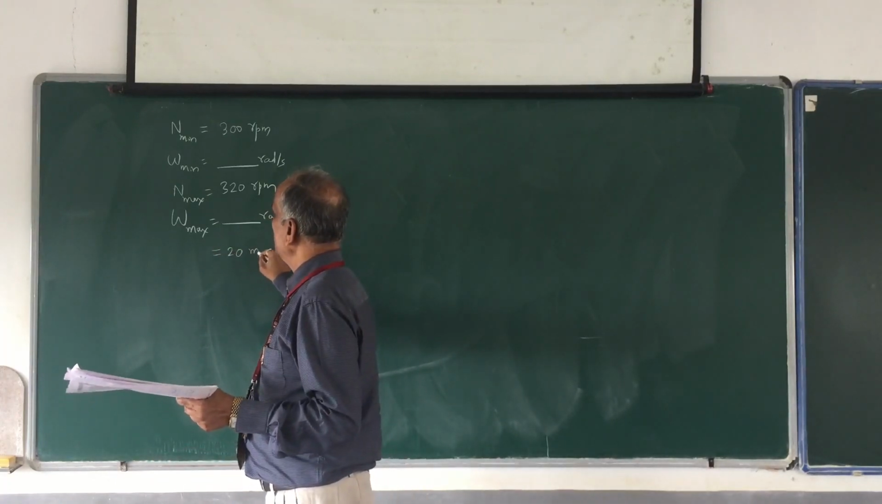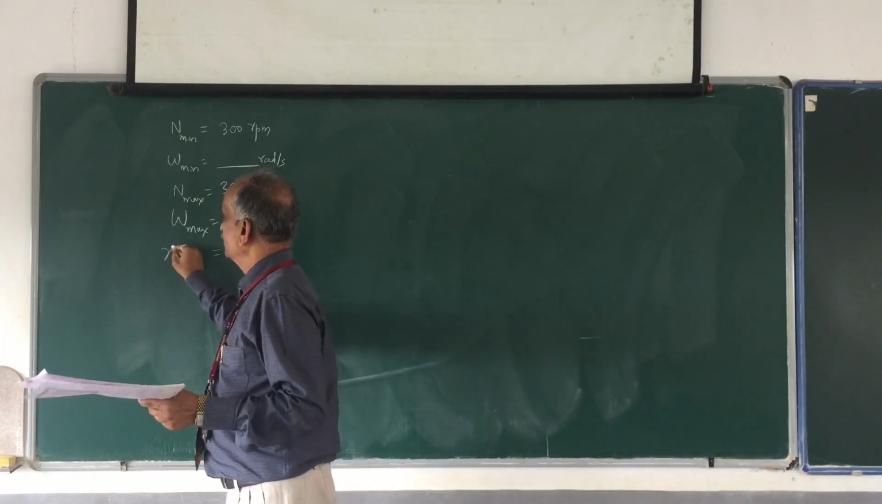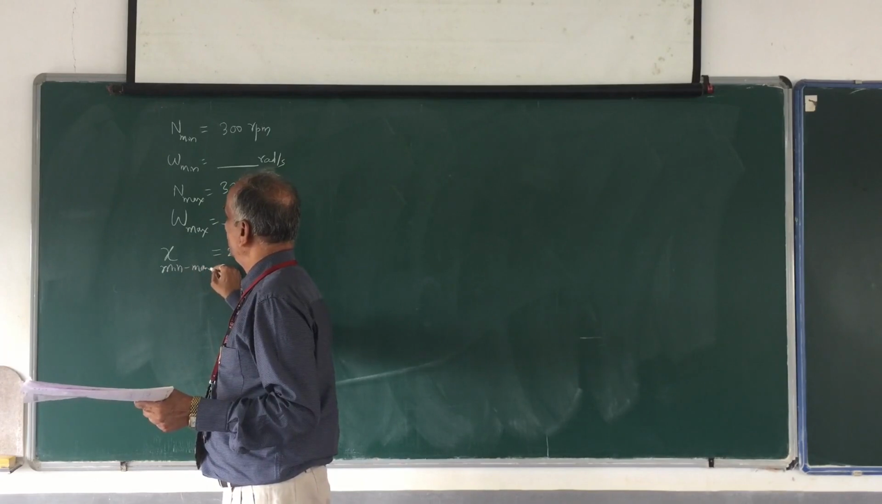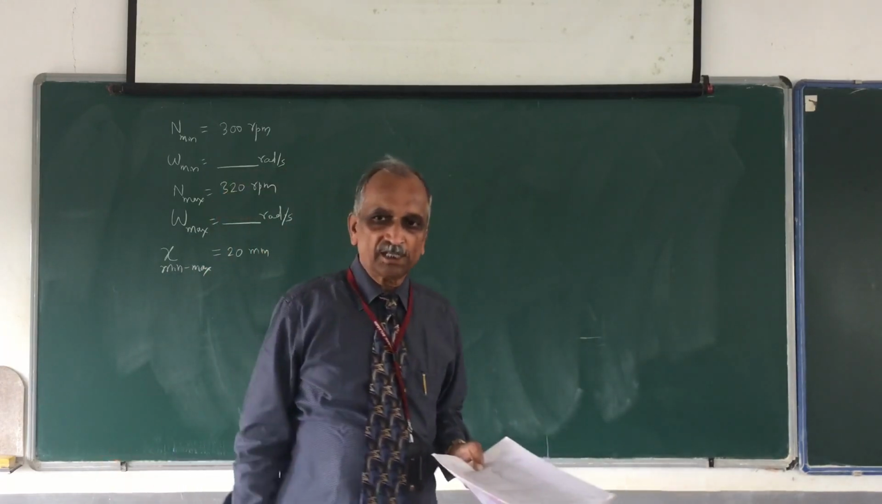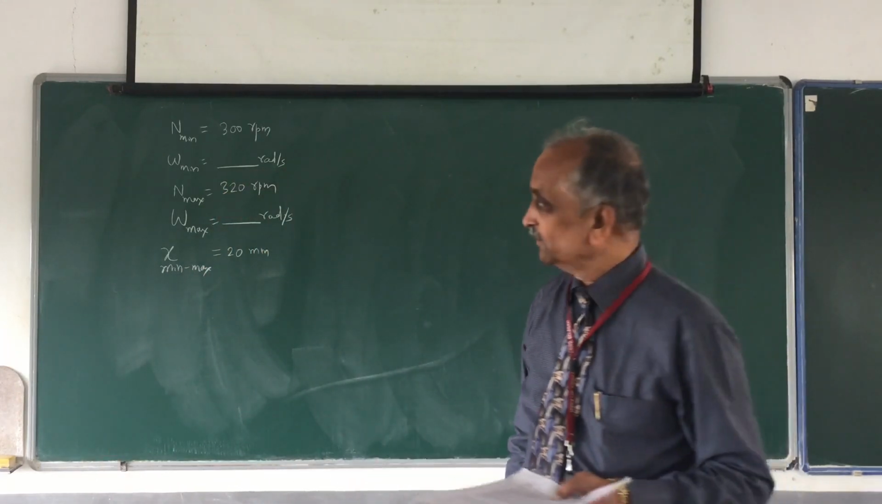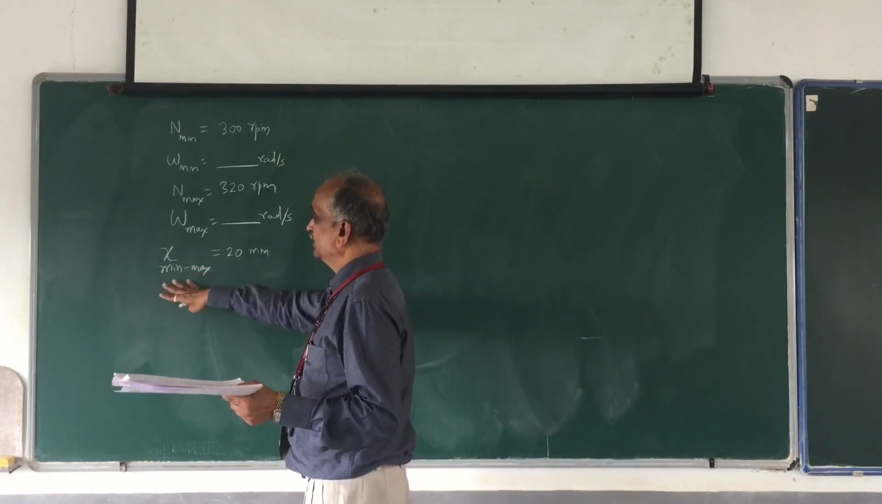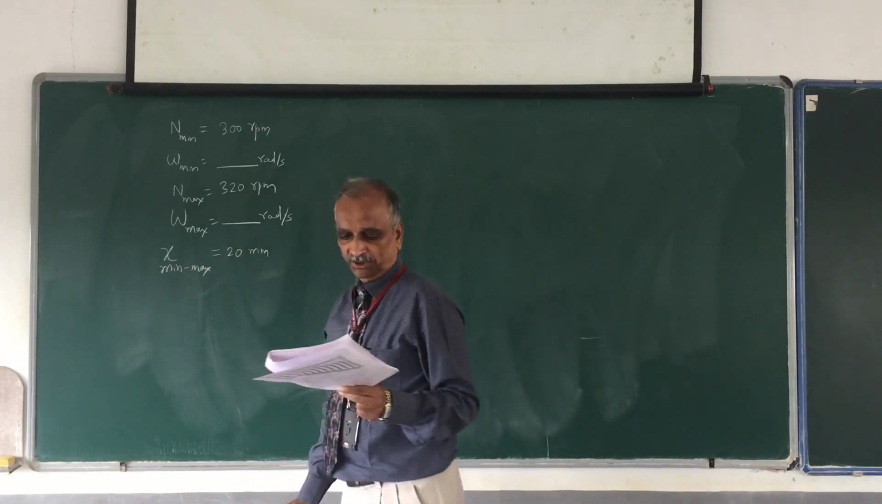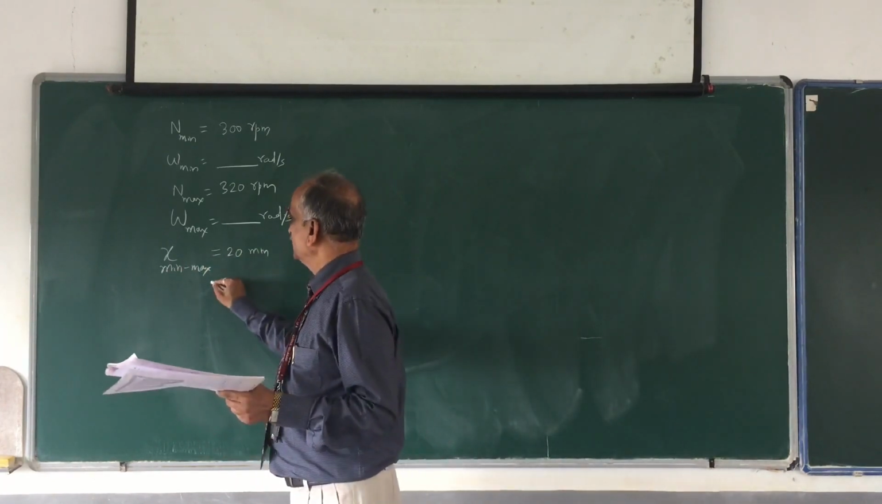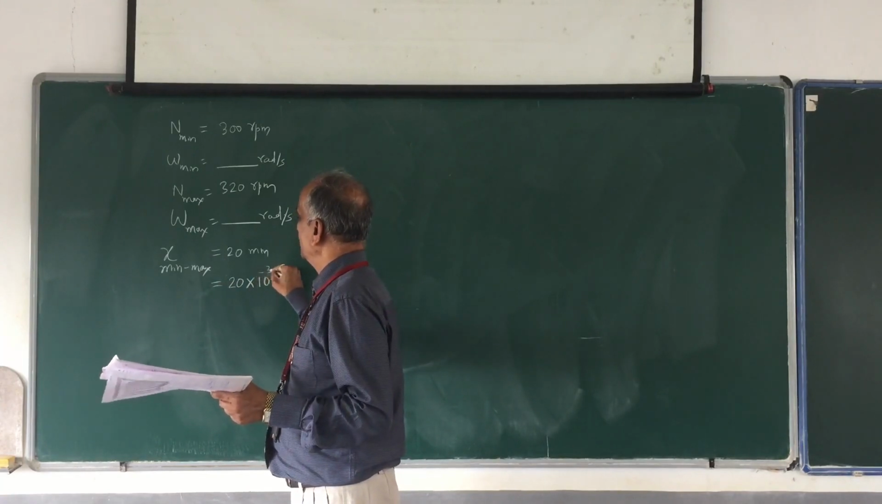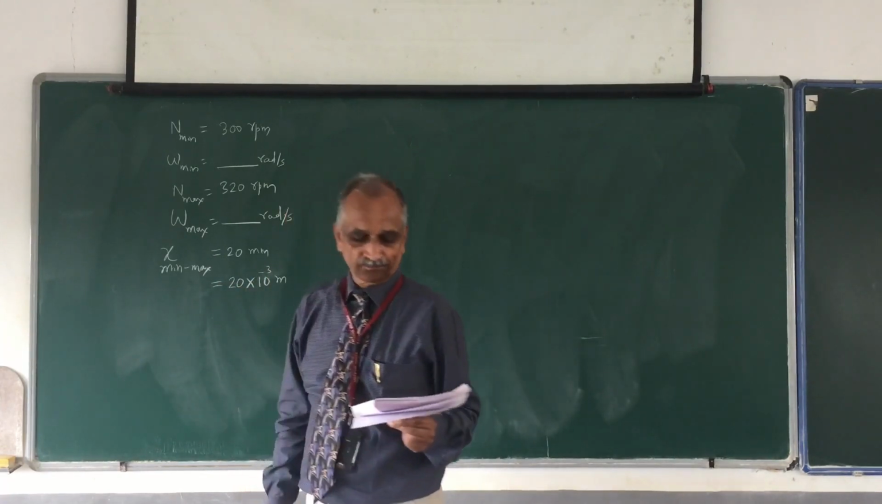20 mm, what is this? Go back to the notations. What I have used is x minimum to x max. X is the notation I have used for sleeve displacement. Okay, for this 20 mm, it is between minimum position and maximum position. That is 20 mm. And this I would like to convert into meters: 20 into 10 raised to minus 3 meters.